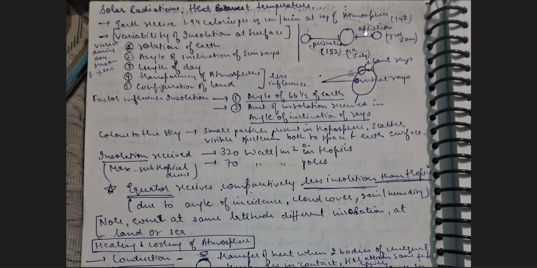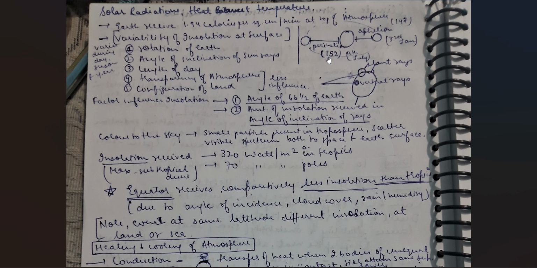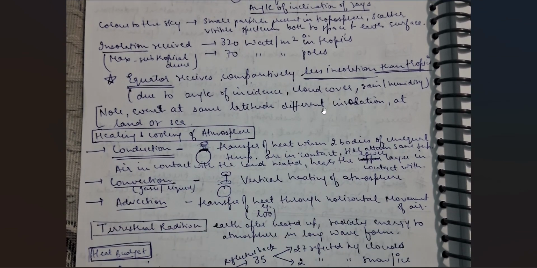So A, when it is away, like the earth is farthest away, that is 152. So make the correction with this number. 152 should be presented here and 147 at perihelion. Okay, fine. So let's go ahead now.